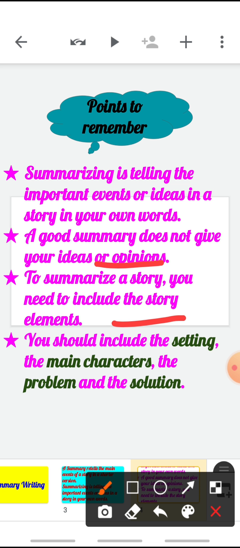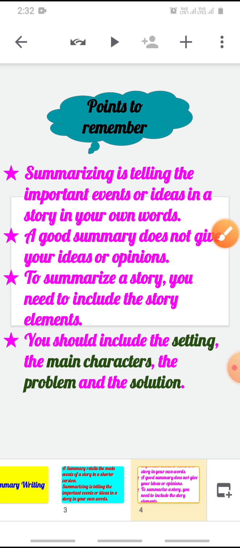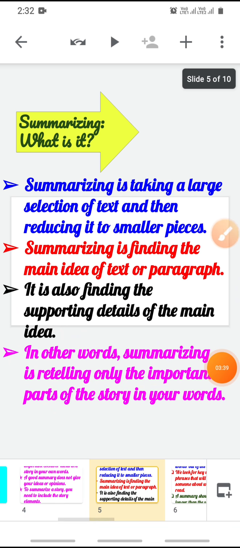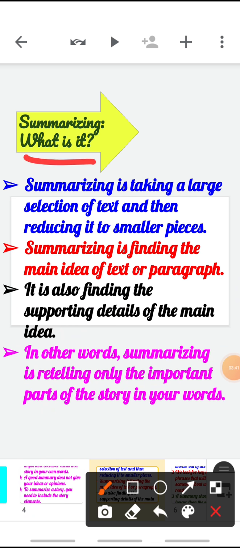You should include the setting, the main characters, the problem and the solution while writing a summary. That means first you should know what the story is about, what the main characters are, then what the problem is and what could be the solution. So this is what you have to keep in mind while writing a summary.